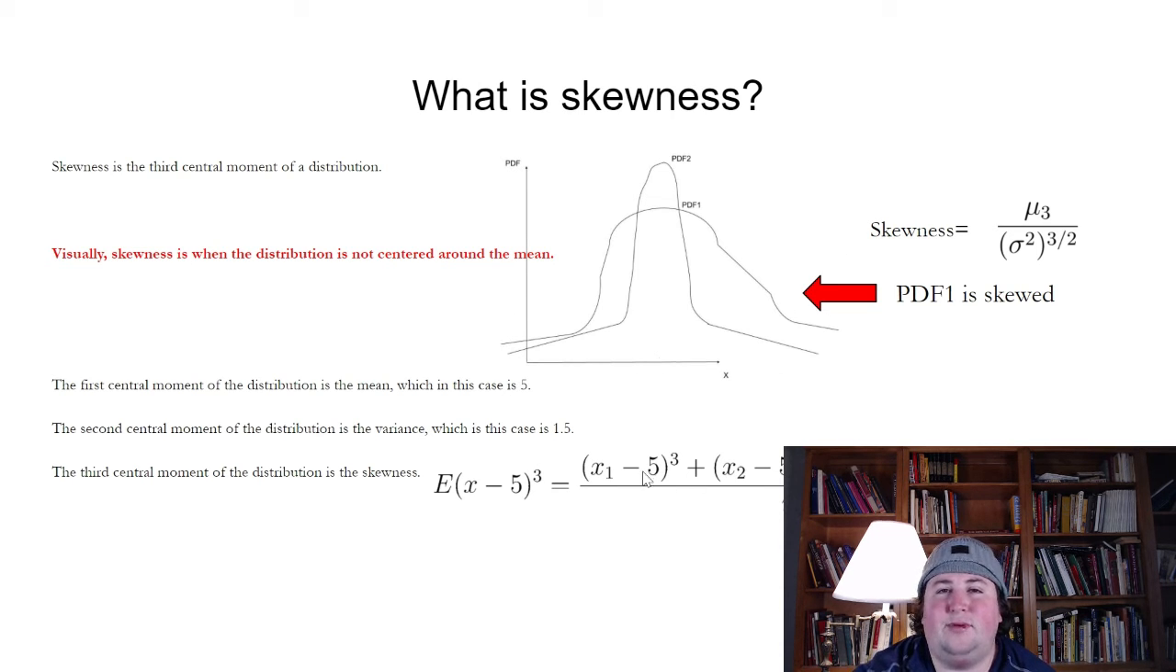And so you see here, when we do that, we get x1 minus 5 cubed plus x2 minus 5 cubed plus ... xn minus 5 cubed. And that gives us mu3. And then to get the full skewness number, we divide by the variance, which is the standard deviation squared, put to the 3/2 power, and that gives us the skewness.